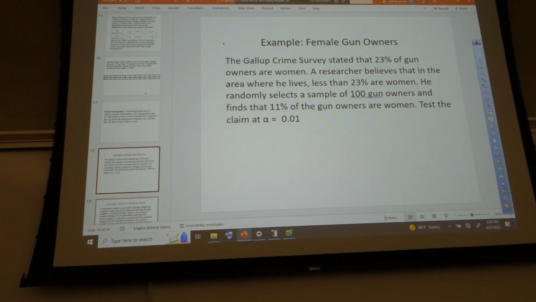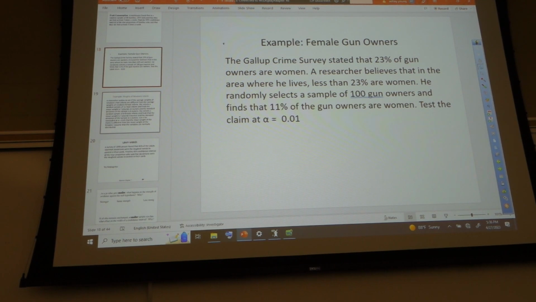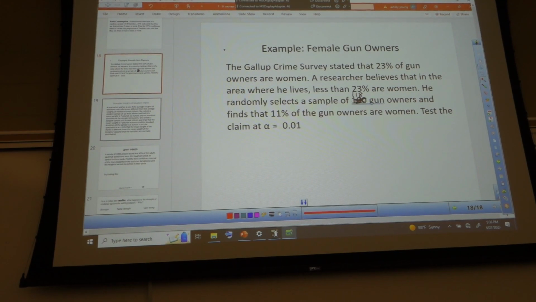Female gun owners, Gallup poll. We're changing this to 118. Austin, go read. Gallup crime survey stated that 23% of gun owners are women. A researcher believes that in the area where he lives, less than 23% are women. He randomly selects a sample of 118 gun owners and finds that 11% of the gun owners are women. Test the claim at alpha equals 0.01.